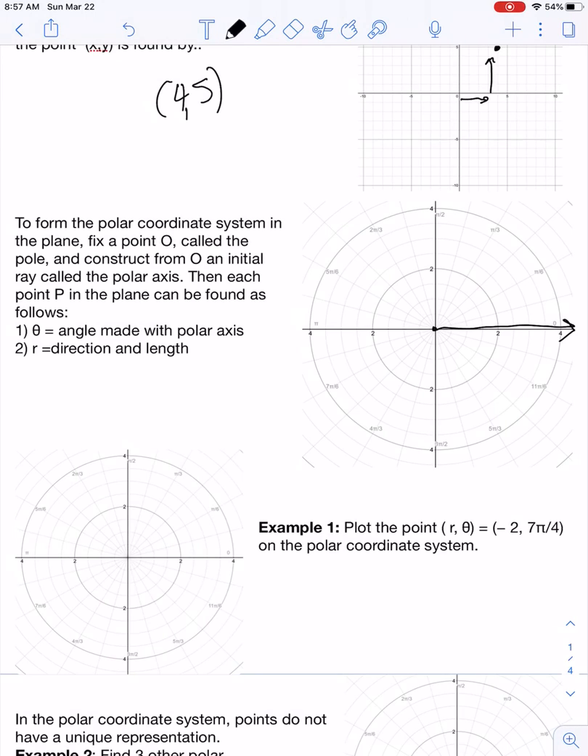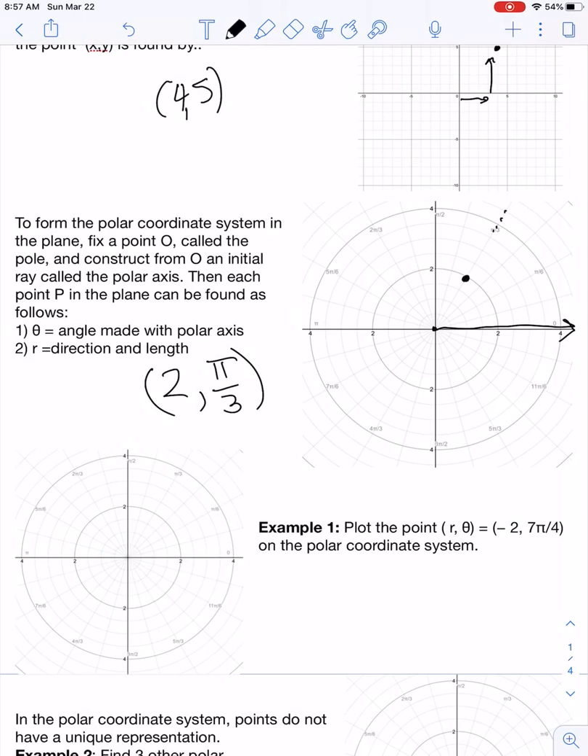So, for example, let's say I wanted to do the point that has an angle of pi over 3 and a radius of 2. Then I would look at the angle pi over 3 right here, and I would go out 2 units, a radius of 2. So that would be the point 2, pi over 3.